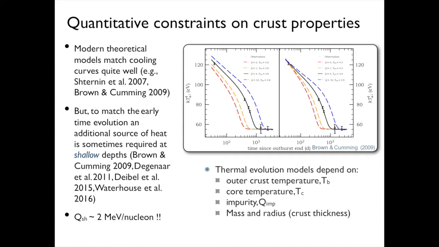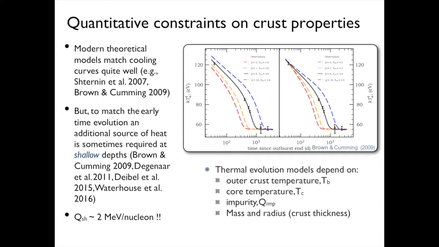One particularly strange thing that came out from this is that to be able to match the cooling curves at very early times, just a few tens of days after the end of the outburst, requires a mysterious heat source in the upper, outer part of the crust. And this is totally significant, right? This is around about 2 MeV per nucleon. This is the same amount of heat that's getting put in the inner crust from the density-driven fusion that's going on in the electron captures, right?